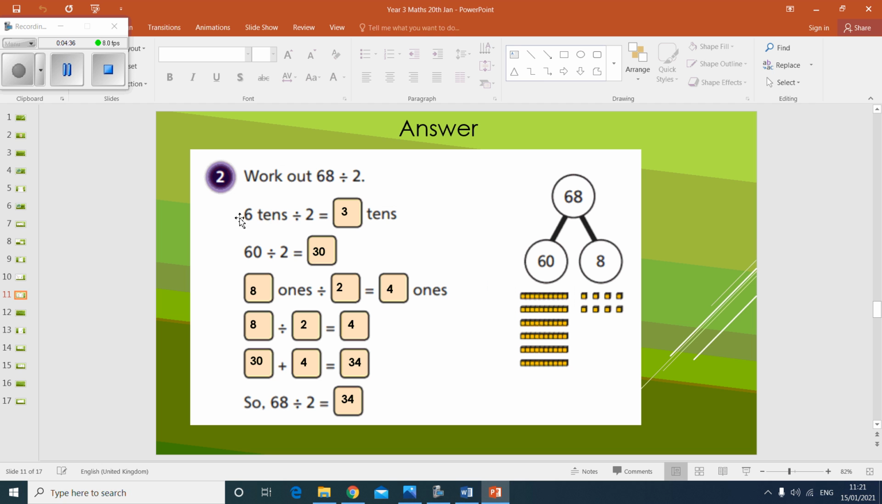So 68 divided by 2, we've got 6 10s shared by 2, which equaled 3 10s in each group. So 60 divided by 2 is 30. Then we have 8 1s divided by 2, which equals 4 1s in each group. So 8 divided by 2 equals 4. And our 2 answers are 30 add 4, which equals 34. So 68 divided by 2 is 34.